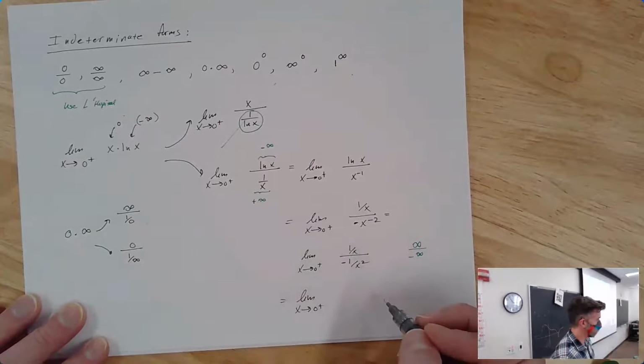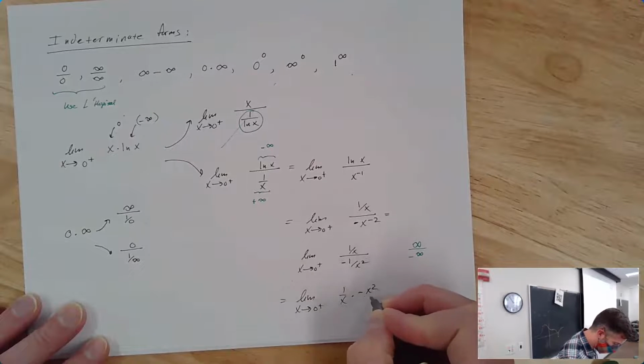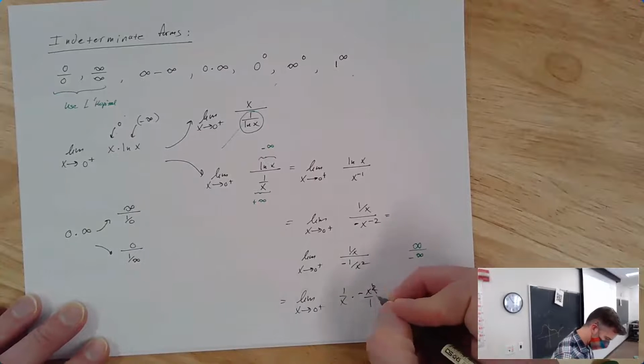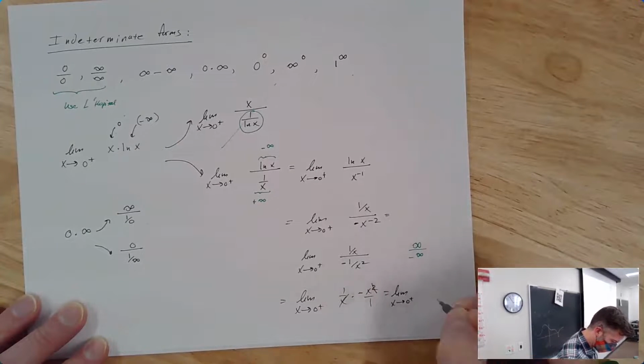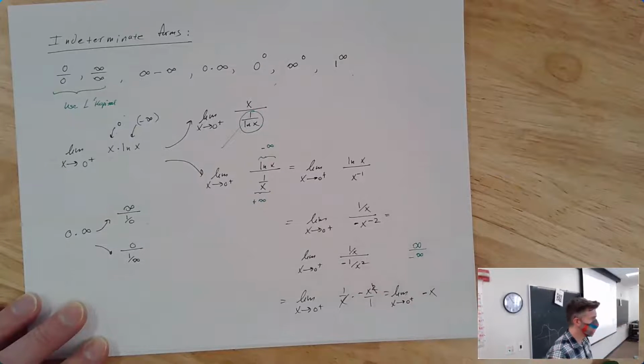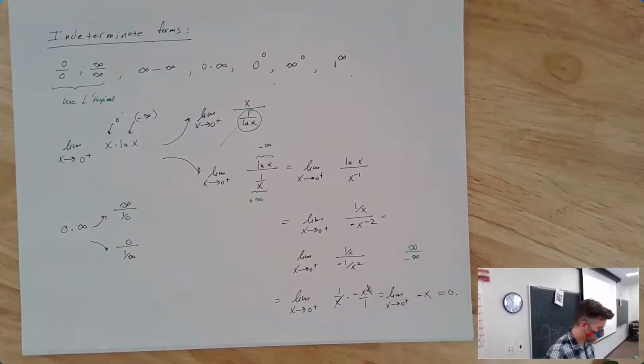Okay, so we can simplify this. That's a 1 over x times a negative x squared over 1. And then we can just cancel an x there and an x there. And say it's the limit as x goes to 0 from the right of negative x. Oh, that's way easier to deal with. That's just going to be 0. All right, so that limit's 0.